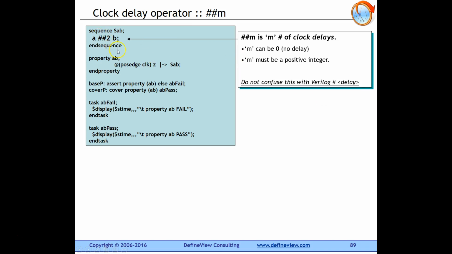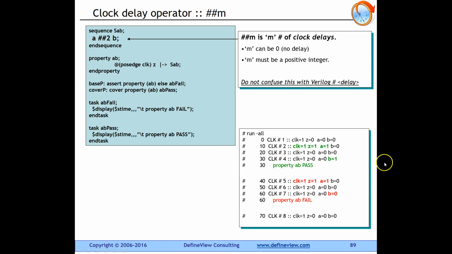So in this property, we have seen this property many times before. Here's a property at posedge of clock: Z implies, if Z is true, implies starting the same clock, this sequence should hold. And that sequence basically says A must be followed by B 2 clocks later. We assert the property and then we cover the property. If the assertion fails, we call this task. And during cover, if it is covered, meaning if it passes, then we call this task.